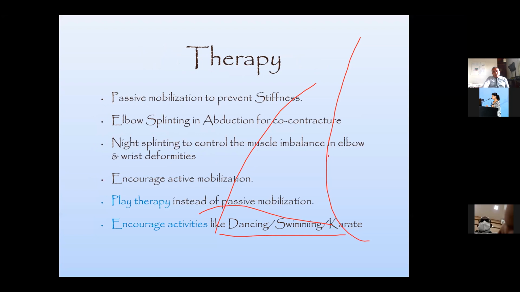Therapy-wise, passive mobilization to prevent stiffness is very important, and elbow splinting in abduction for contracture. This is actually done as dynamic splinting. During the abduction, the patient is given a splint to wear on the elbow so that the abduction will improve and it will prevent the contracture interfering with the shoulder abduction. And also sometimes we give night splinting for muscle imbalance cases, especially for the elbow and wrist deformities.